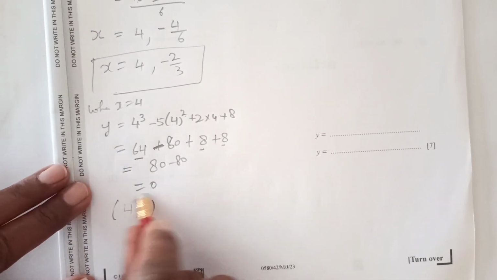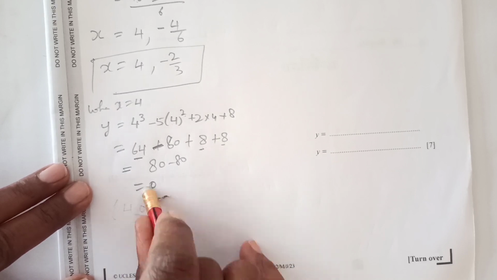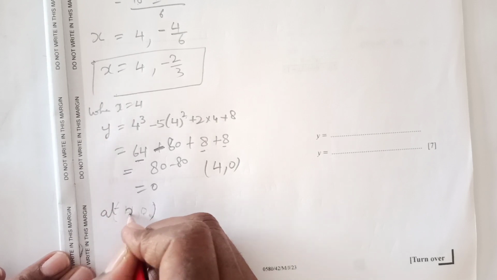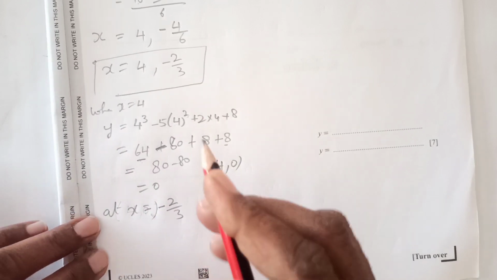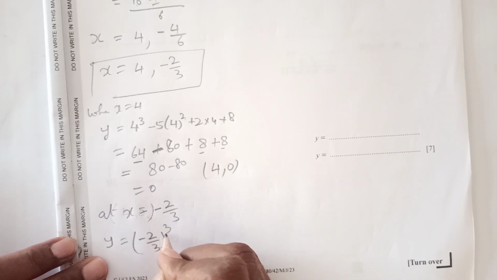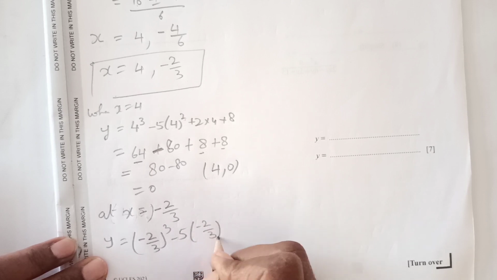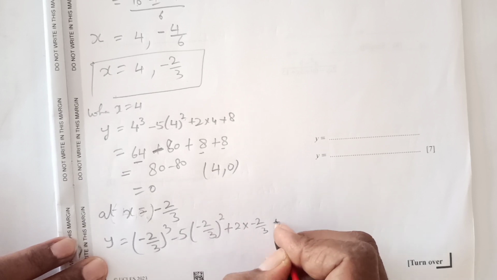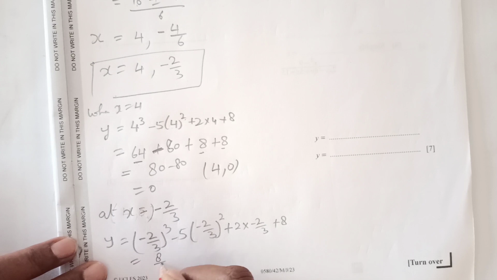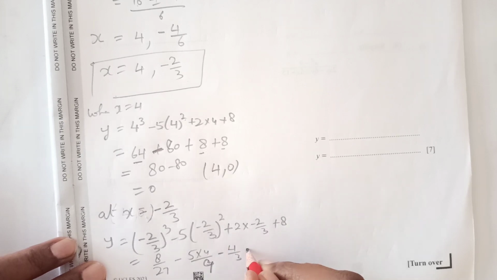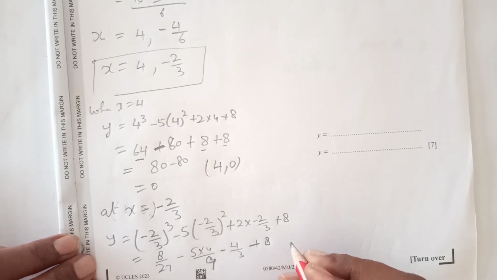Let's check the other point. Let me make space here. So one point we got here, 4 and 0. Now at x equals negative 2 over 3, taking the second value from here, y is going to be negative 2 over 3 cubed minus 5 times negative 2 over 3 squared plus 2 times negative 2 over 3 plus 8. So this is negative 8 over 27 minus 5 times 4 over 9, sorry, minus 4 over 3 plus 8. Okay, I've calculated this one.